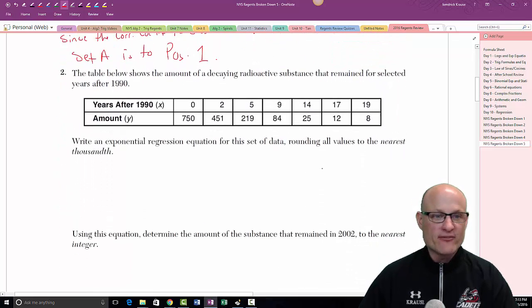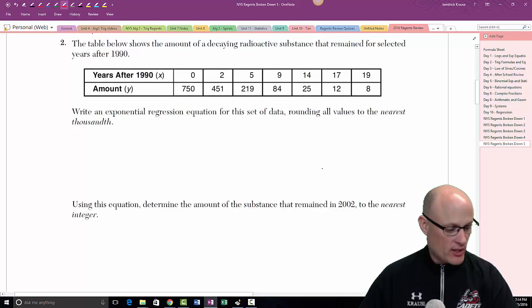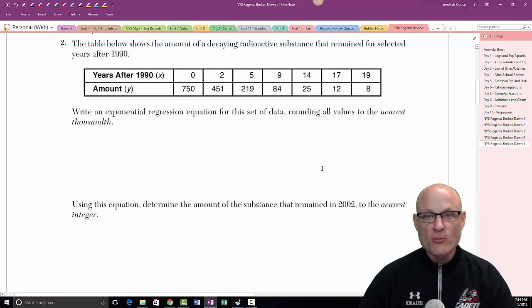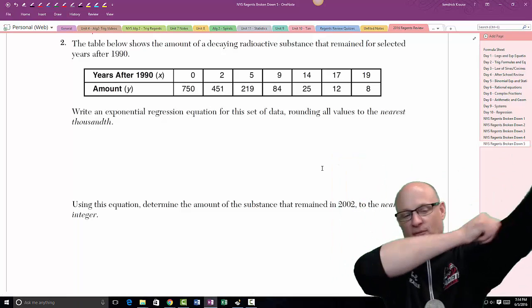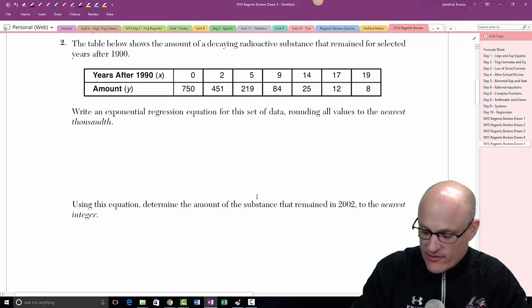I want to apologize in advance. This is actually a 4-point question. It was not a 2-point question. But anyway, it doesn't matter. We don't have that many to do.